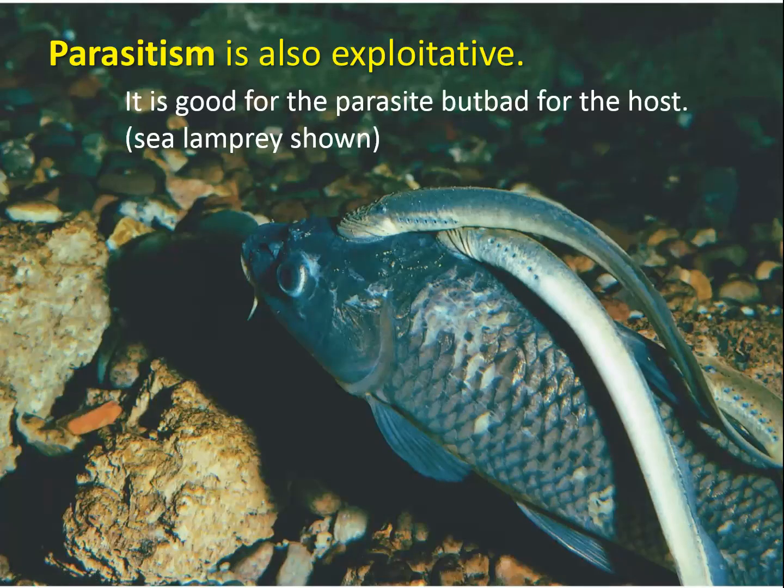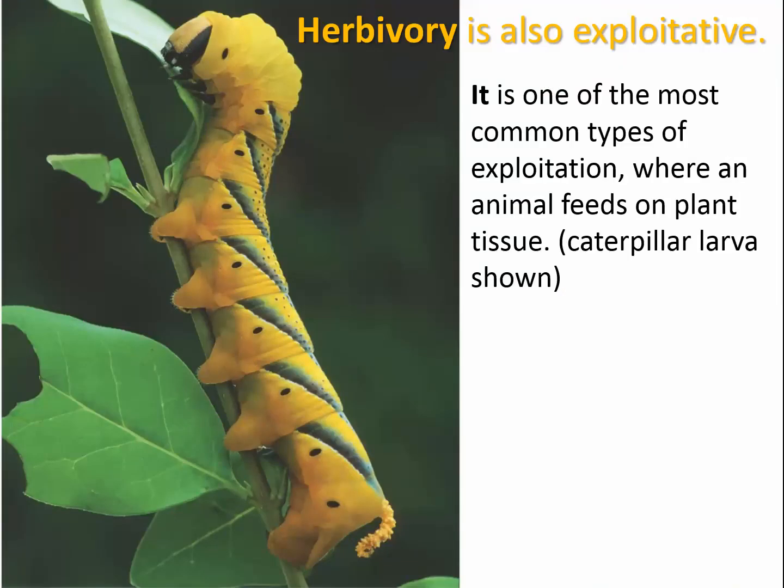Parasitism is also exploitative. So in this case we see these lampreys which are sucked onto the fish. And so this is good for the parasite, but not good for the host. Herbivory is also exploitative because you see the plant is clearly being harmed. You can see portions of its tissue being taken out, and now that tissue can't do photosynthesis to provide energy for the plant. But the caterpillar is clearly benefiting.